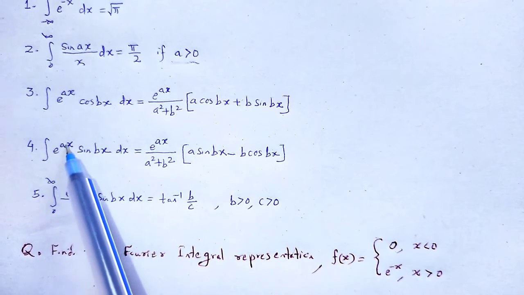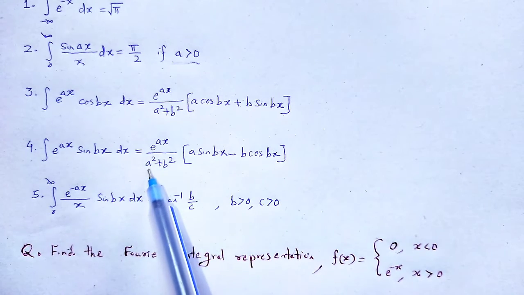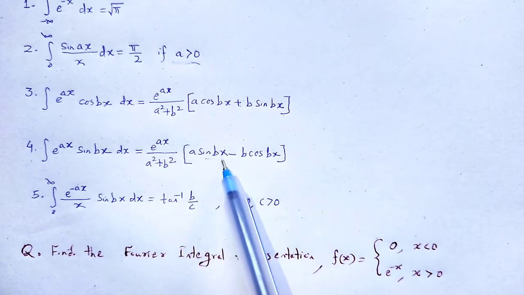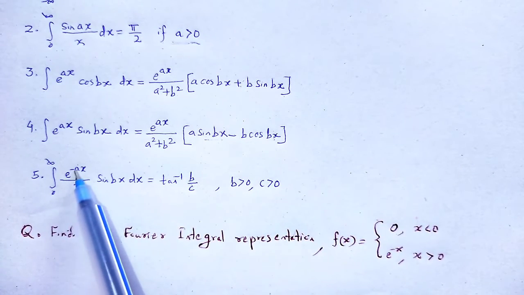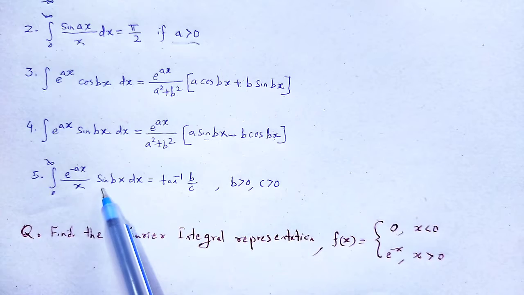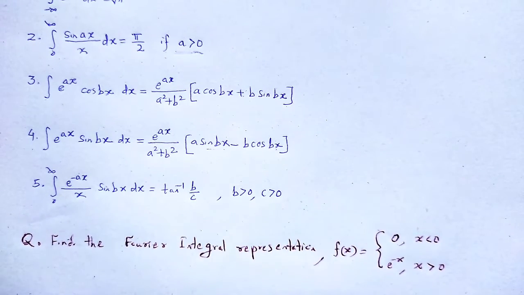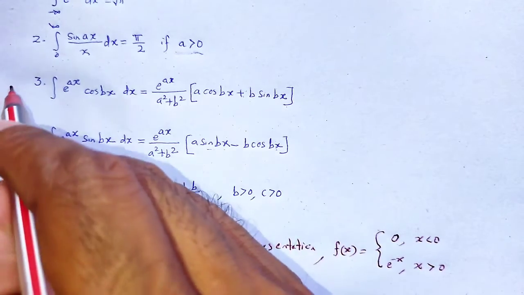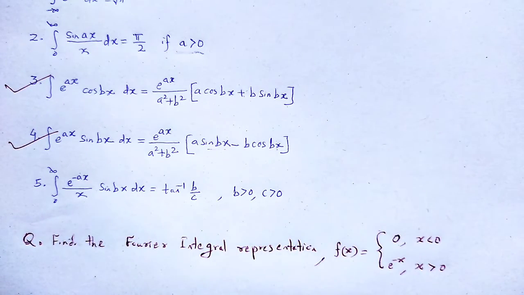Again, integration of e to the power x sin bx dx is the same thing: e to the power x divided by a square plus b square, times a sin bx minus b cos bx. Next, integration from 0 to infinity of e to the power minus ax divided by x into sin bx dx is equal to tan inverse b by a. Integrals number 3 and 4 are most important. These are very useful to solve various kinds of problems related to integral transforms.